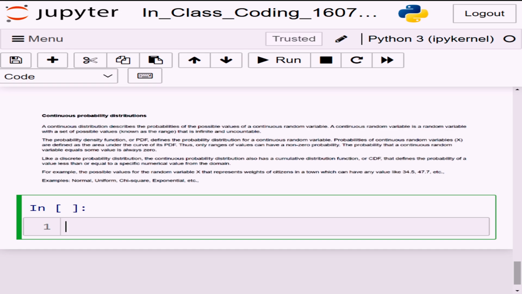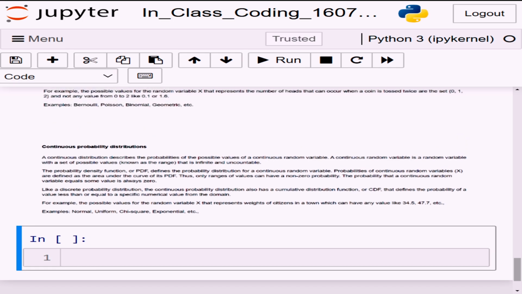The example given is the weight of a citizen, maybe of a country. This can take values, even decimal points are valid, like 34.5, 47.7, etc. Some of the probability distributions are discrete, as you can see above. I didn't read it, but I hope you have read that. Bernoulli, Poisson, binomial, geometric distributions, etc. fall under the discrete category. If you plot any of those probability distribution functions, we will get discrete lines only.